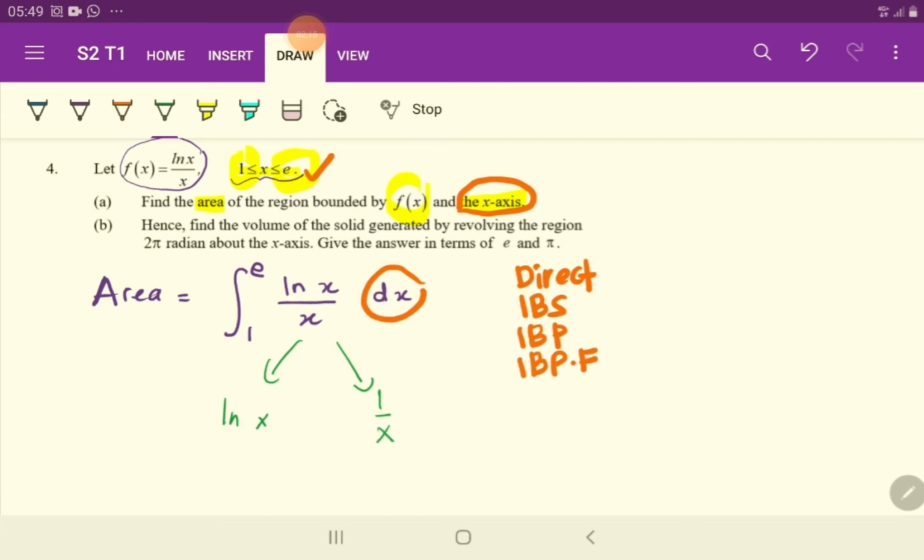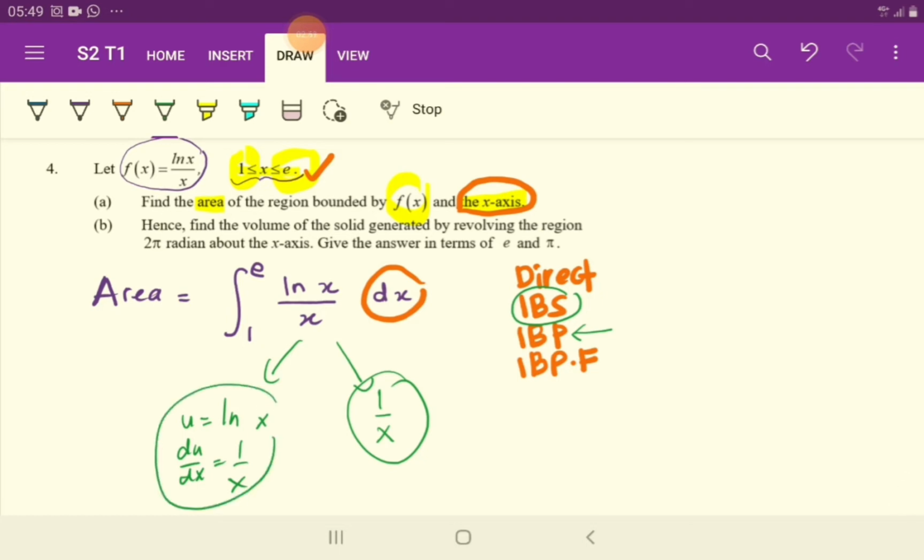Maybe some of you will straight away go to IBP, but wait, look first if you can use IBS, because you can see that if I let this as u, the derivative will be 1 over x, right? So it is here. So before you go to IBP, you can look that these two can be u and du/dx. So it's very important for you to check first before straight away going to IBP. So we will use integration by substitution in this case.